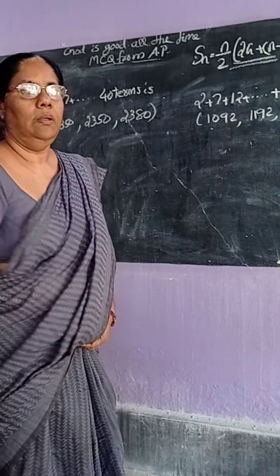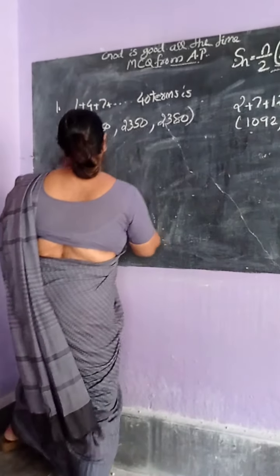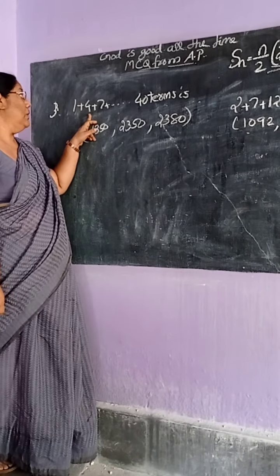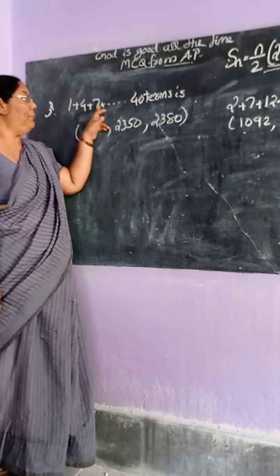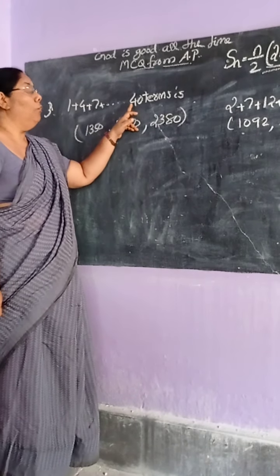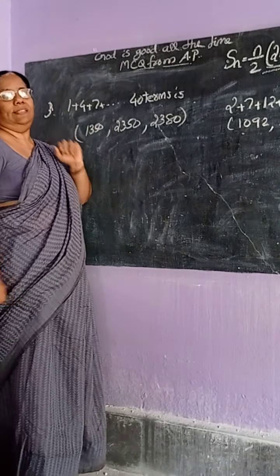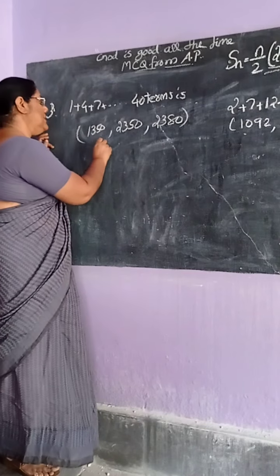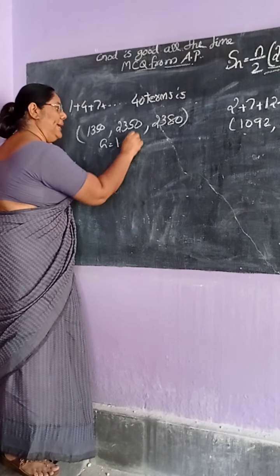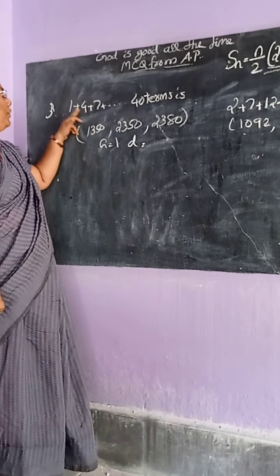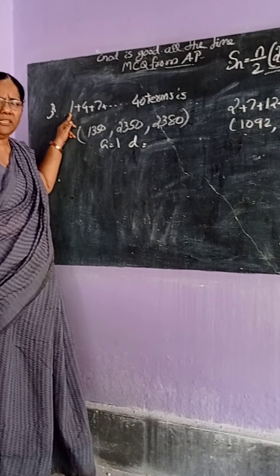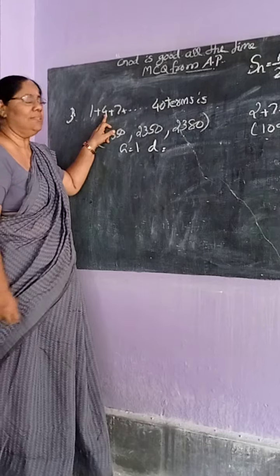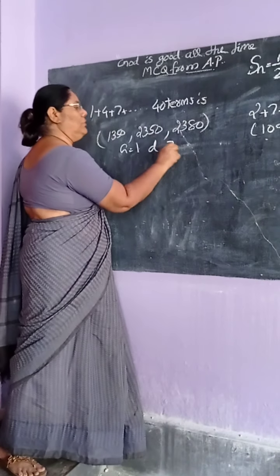Write the next question. The third question: 1 plus 4 plus 7 plus etc. to 40 terms is. Understand? A is 1 and D is equal to 4 minus 1. What is 4 minus 1? Yes, 3. 7 minus 4, that is 3. Therefore, D equal to 3.